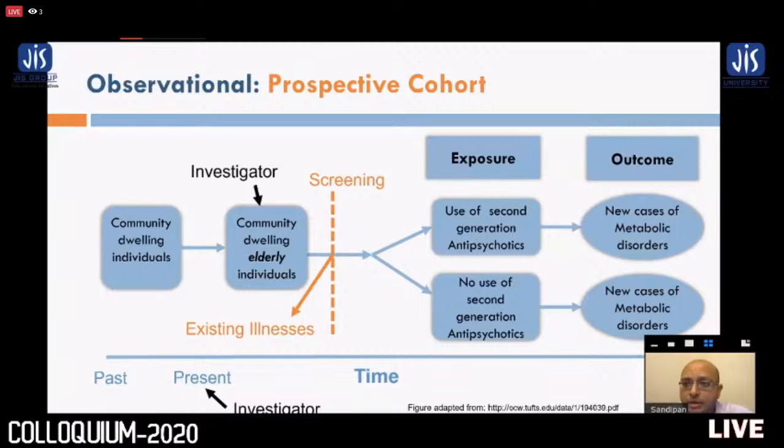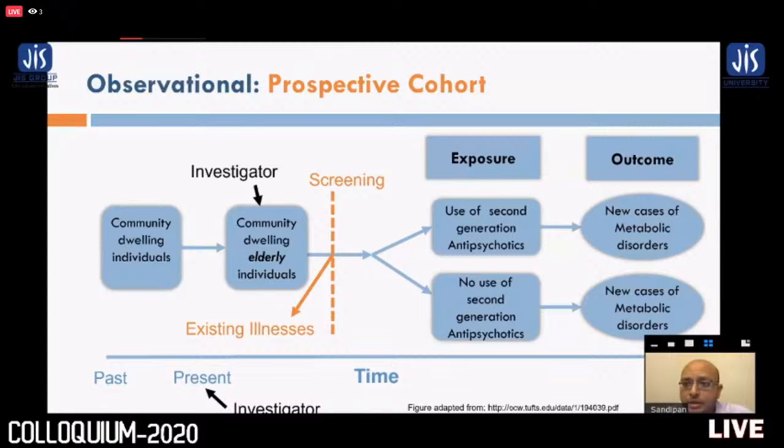Okay, so that was about your prospective cohort study. Perhaps the most commonly used study design, at least when I do my studies, is the retrospective cohort study, where this is your present. This is you as an investigator, you are here, and all the things that you are trying to understand and establish an association for have already happened. So you are retrospectively looking at it.